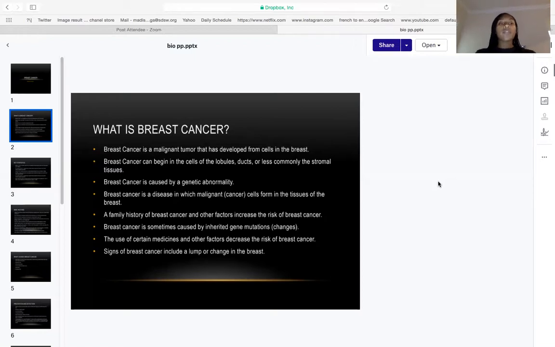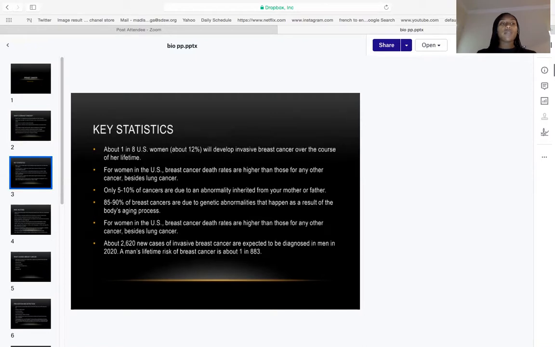A family history of breast cancer and other factors increase the risk of breast cancer. Breast cancer is sometimes caused by inherited gene mutations. The use of certain medicines and other factors decrease the risk of breast cancer. Signs of breast cancer include a lump or change in the breast.